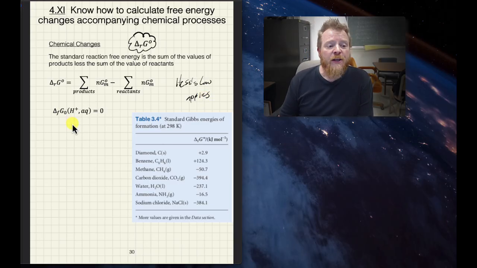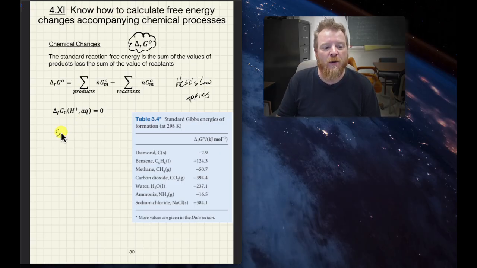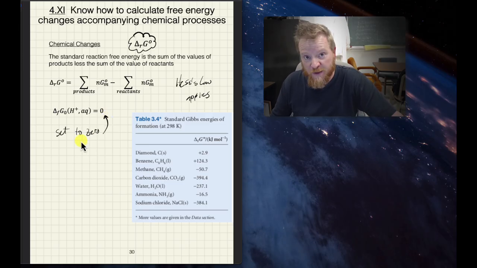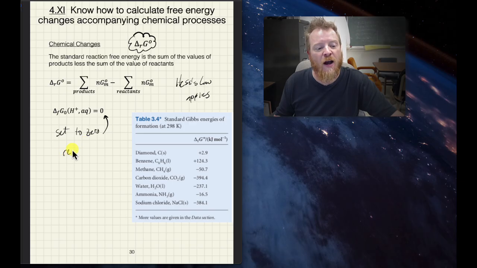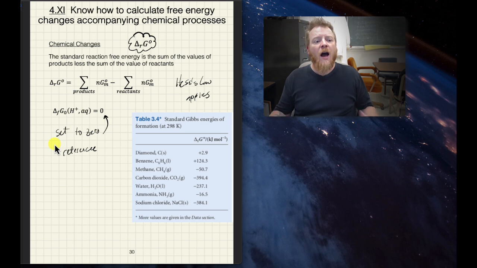And similarly to our delta S, for H plus, we set that equal to 0. This is not the case in actuality, just as was the case in entropy of the formation of an H plus ion in an aqueous solution. We set this to 0 as a reference point so that we can relate the formation of ions in an aqueous solution relative to that of H plus. Okay? So once again, that is a reference value.